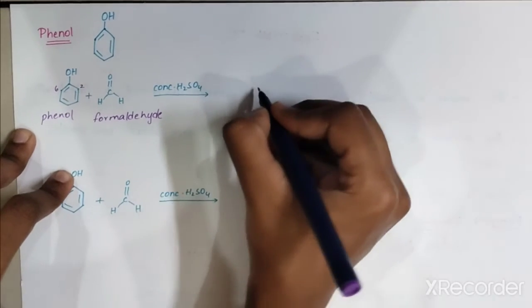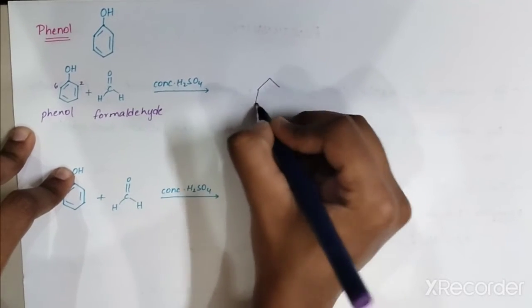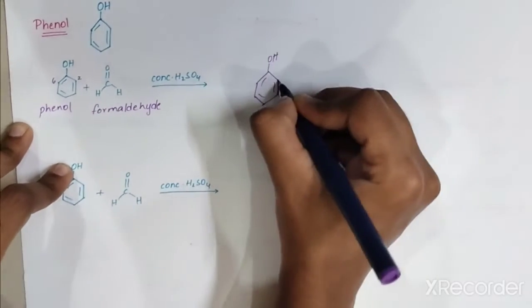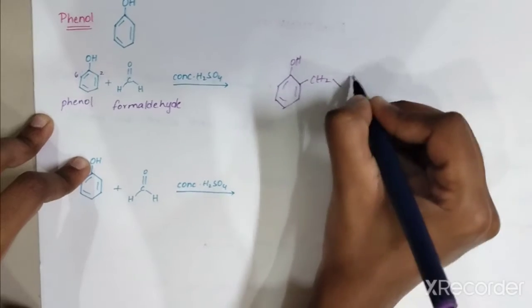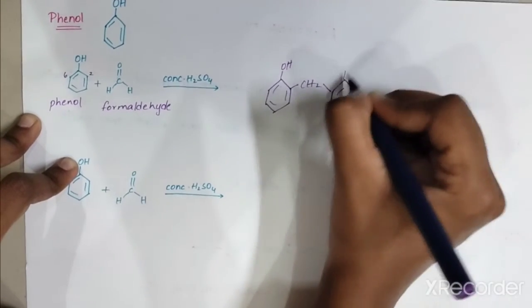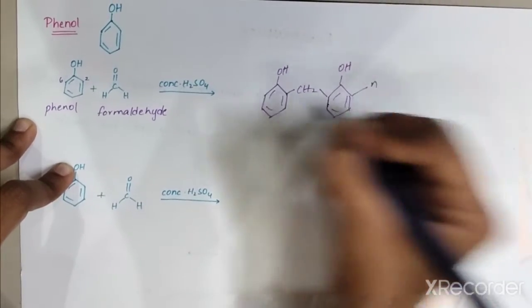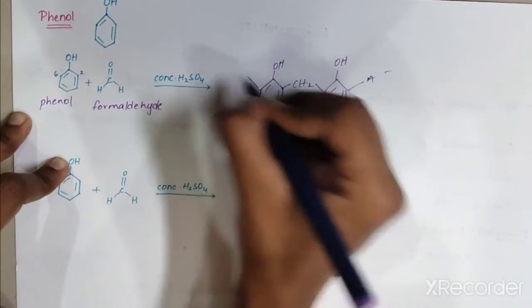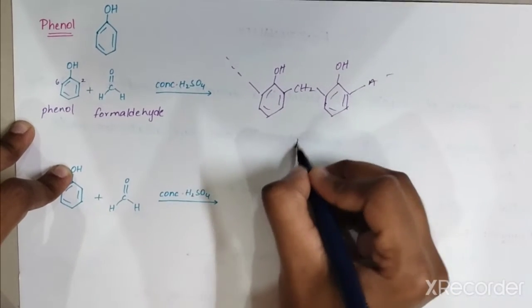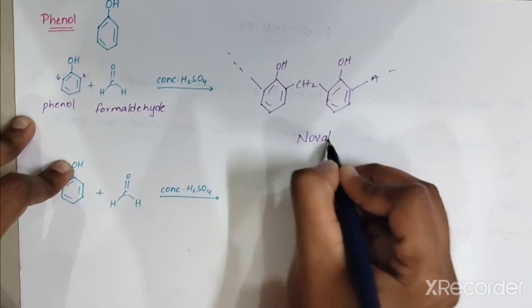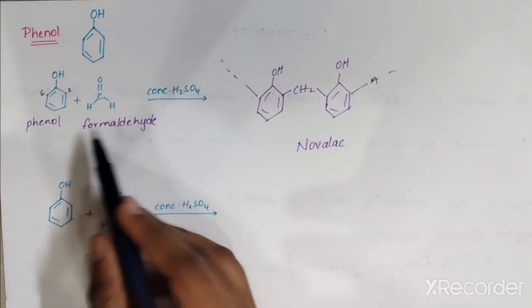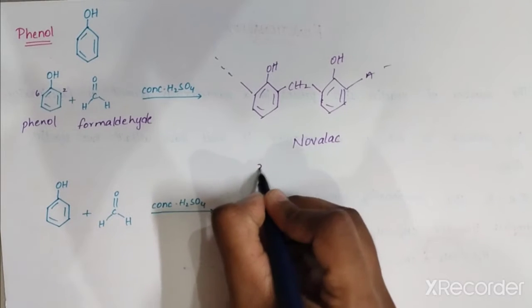Now we'll see its structure, how it's formed. Phenol, OH, CH2, CH2, again phenol, and this structure will be continued for however many molecules are taken, and this is known as Novolac. Therefore, here the functionality of phenol in this case is 2.